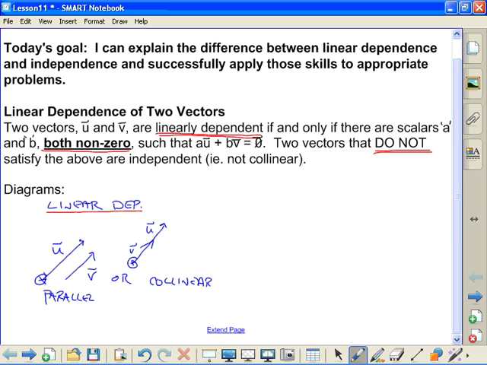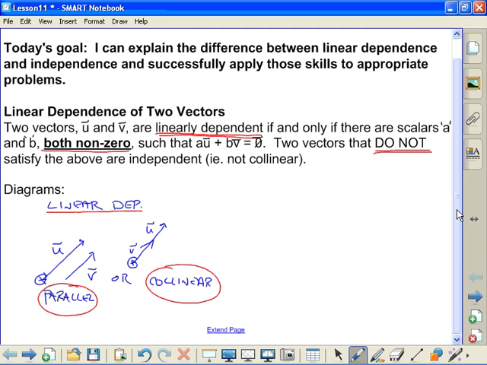All right, so you need to use both vectors, and you need to be able to move away with the u vector. You need to return with the v vector for linear dependence. Okay, and those are the two conditions right here. They need to be either parallel or they need to be collinear.